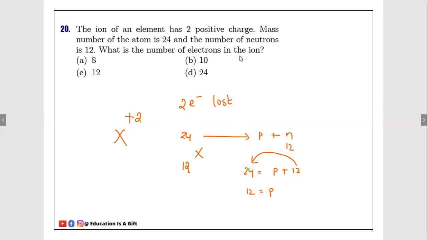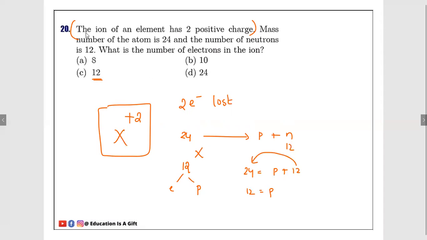What is the number of electrons in the ion? Now, if proton count is 12, obviously electron count also will be 12, isn't it? So this is electron count, and this 12 is proton count also. But if you observe what they are saying, the ion, they are not asking about the atom. If the question were only that the atom mass number is 24, the answer would be 12 electrons.